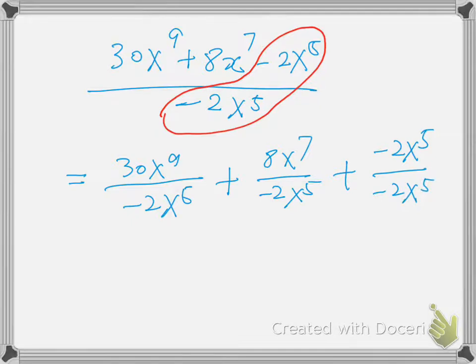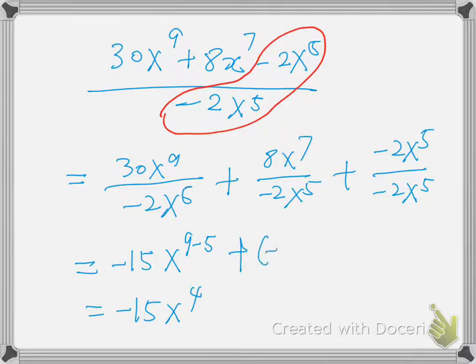So I just break the numerator to 3 parts. So first part, number negative 15. For the exponent, it's a subtraction, top minus bottom. So we got negative 15x to the 4th plus the second one, the number part, we got -4. Exponent 7 minus 5. So it's minus 4x squared.